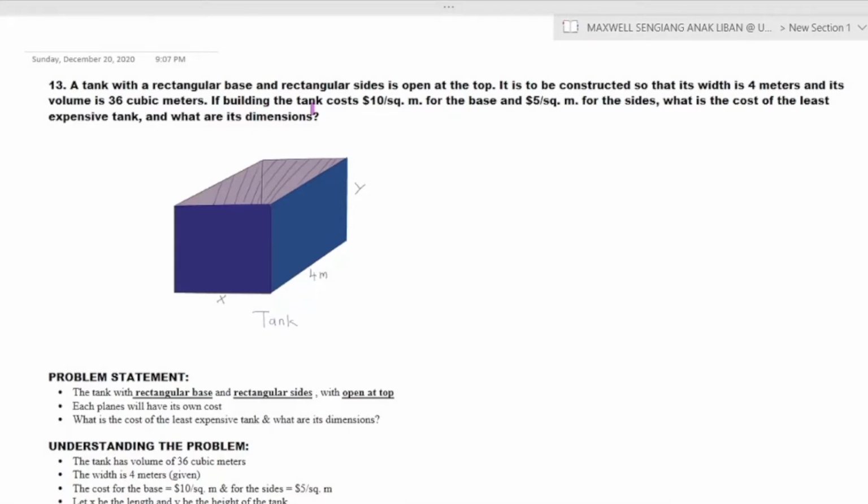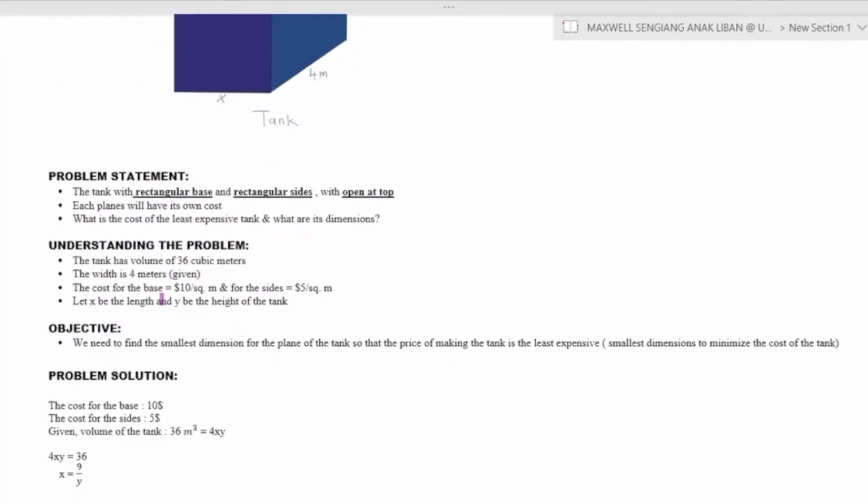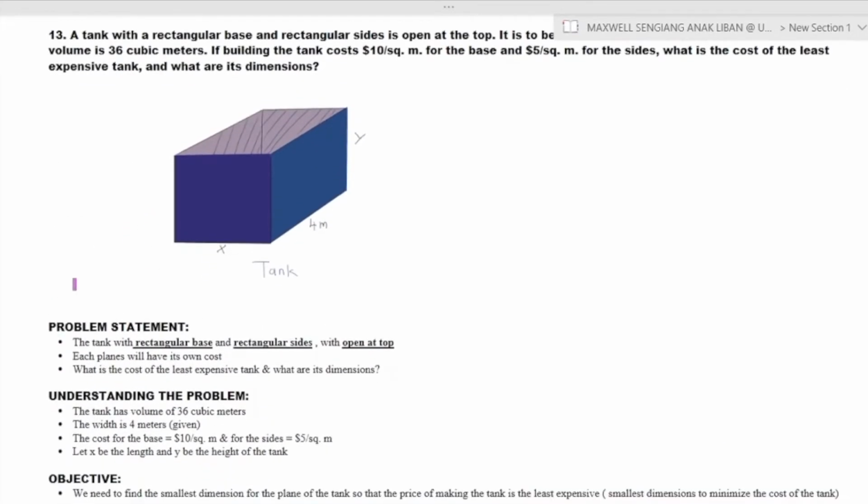So here, to help us understand the question better, we should draw a diagram. The tank has a rectangular base and rectangular sides, and it is open at the top. I have divided the question into a few parts: problem statement, understanding the problem, objective, and lastly the problem solution. The first part is the problem statement.